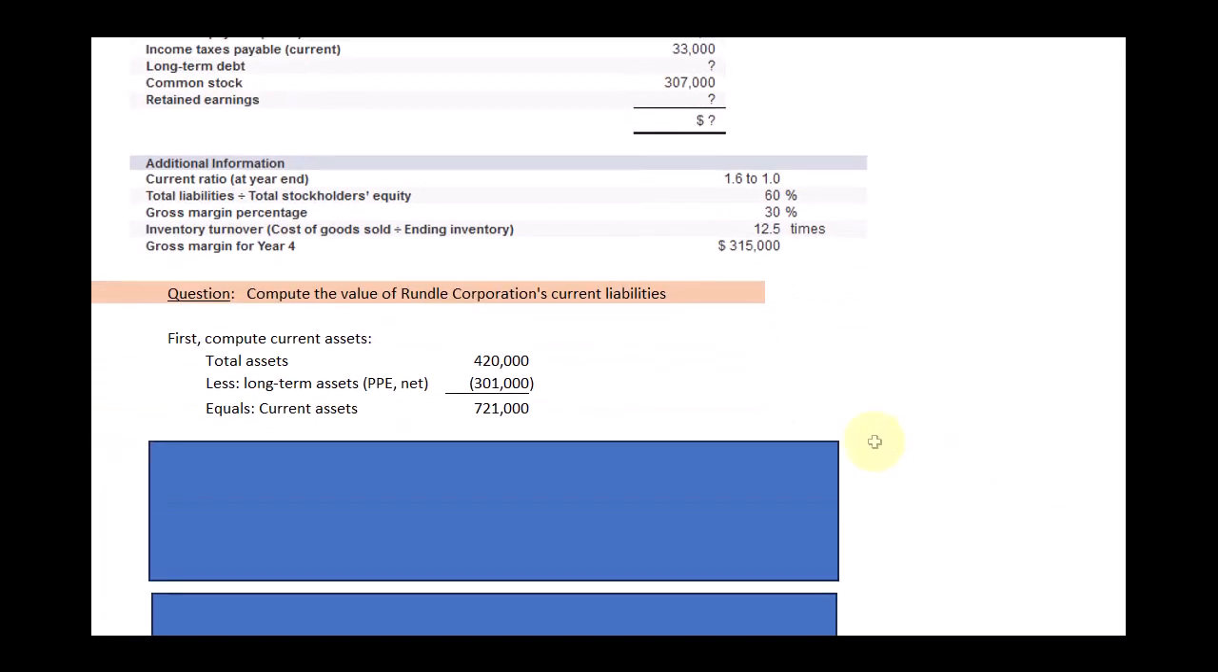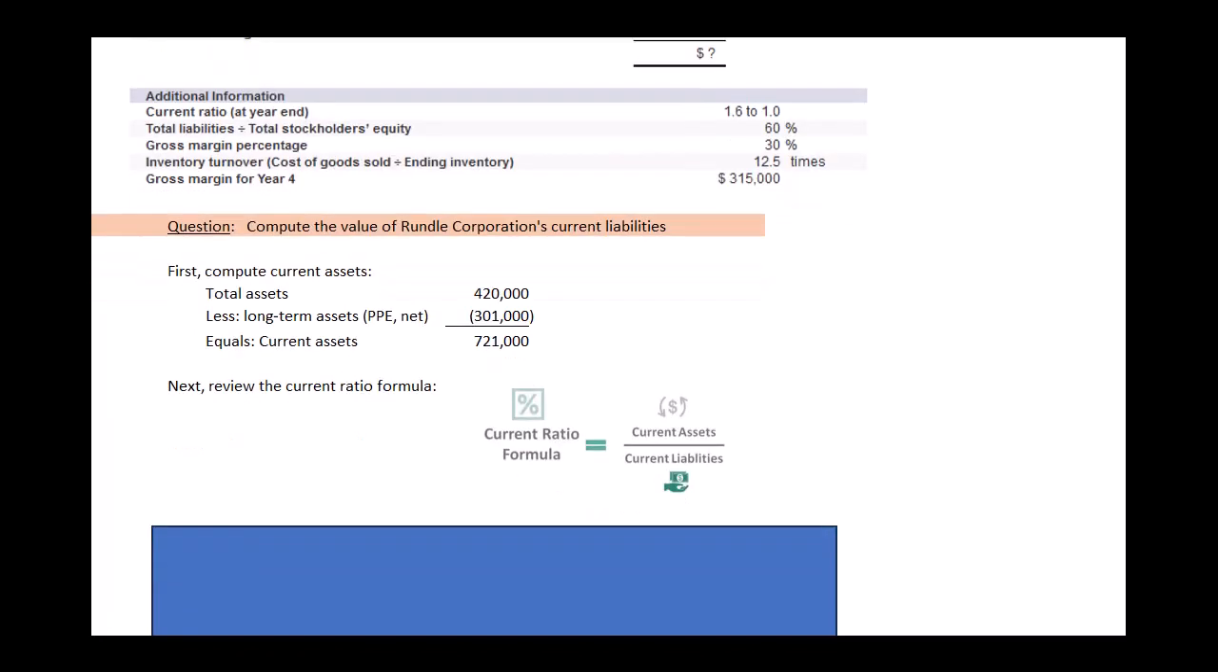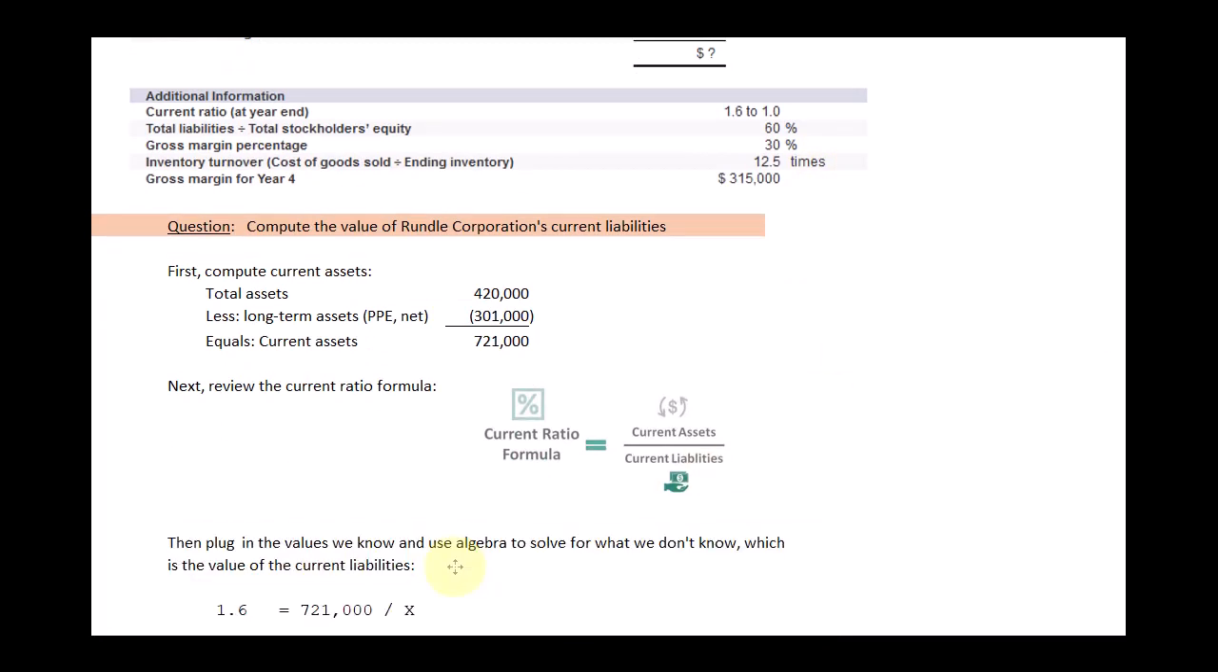All right, so what do we do next? Well, the next thing we should do is review the current ratio formula. And the current ratio formula, which is typically given as a percentage, is equal to current assets divided by current liabilities. Okay, so we know our current assets, and they gave us the current ratio.